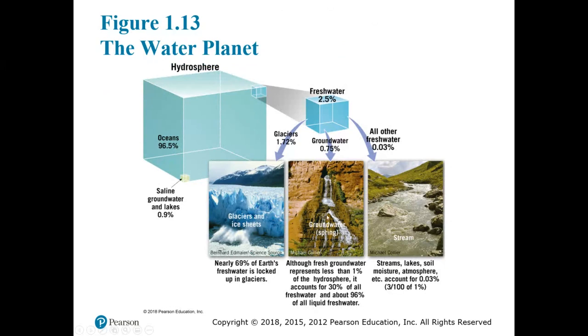So here you can kind of see how the water sphere plays out. Oceans make up about 97%. And then saline groundwater and lakes make up almost 1%. And so the remaining you see here are in our glaciers, groundwaters, and streams. And so you can see that of all of the water on the planet, only about 2.5% is freshwater.